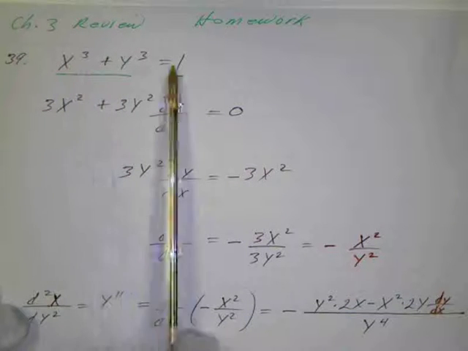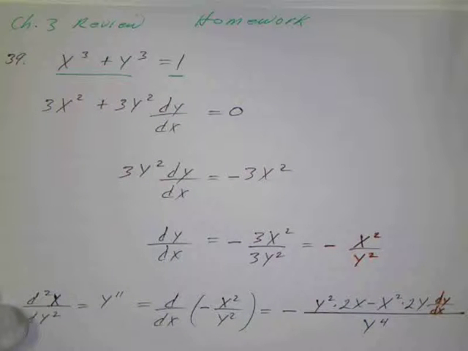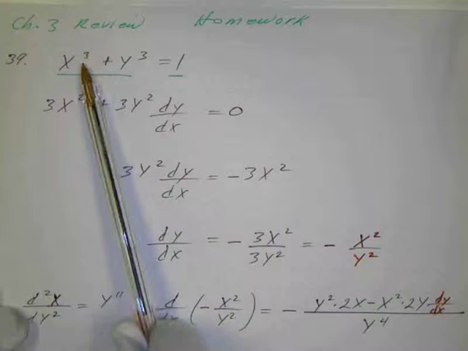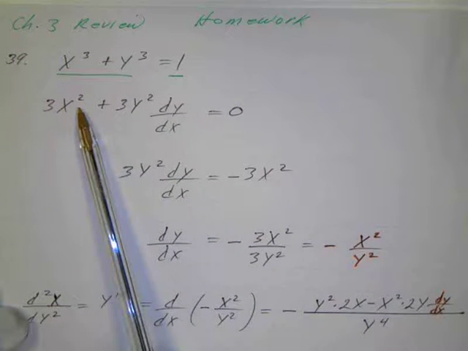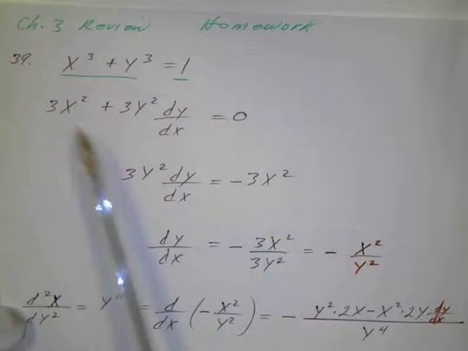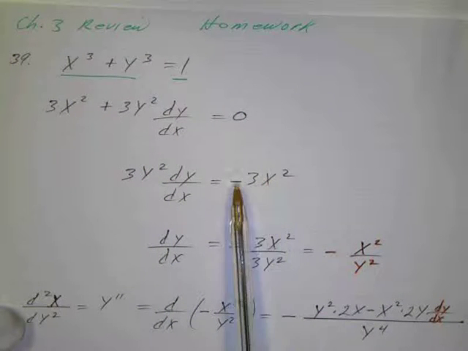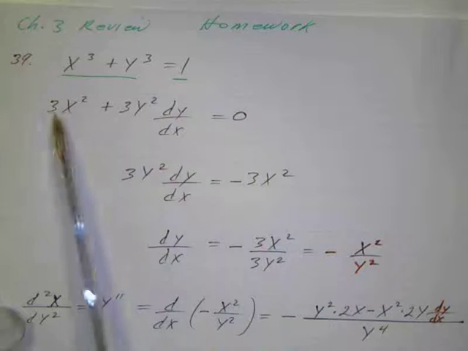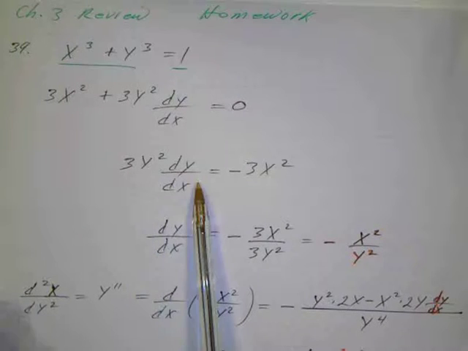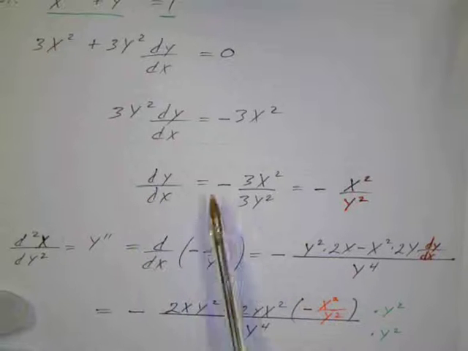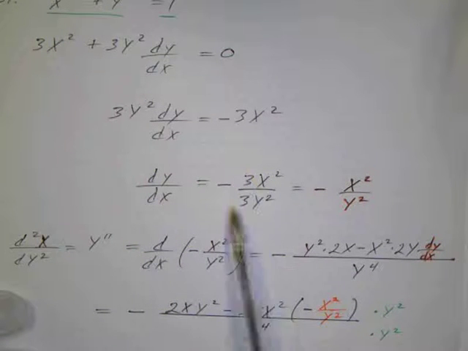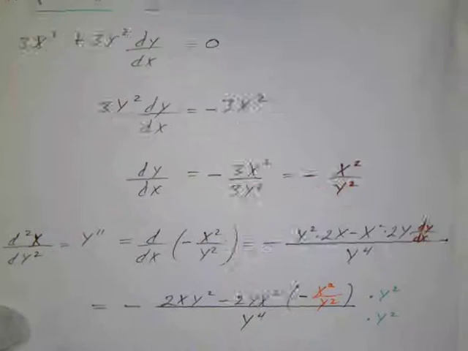This is my function. I want to find the second derivative, so first of all, I've got to find the first derivative. So we'll take the derivative implicitly. That's going to be 3 times x squared dx dx plus 3 times y squared dy dx. And I'll subtract 3x squared from both sides, and I'll divide both sides by 3y squared. And I get dy dx equals negative 3x squared divided by 3y squared. And our 3's cancel, so this is what we have. So that's our first derivative.